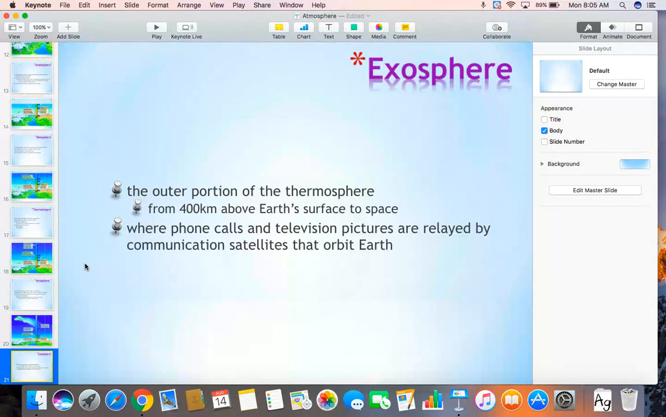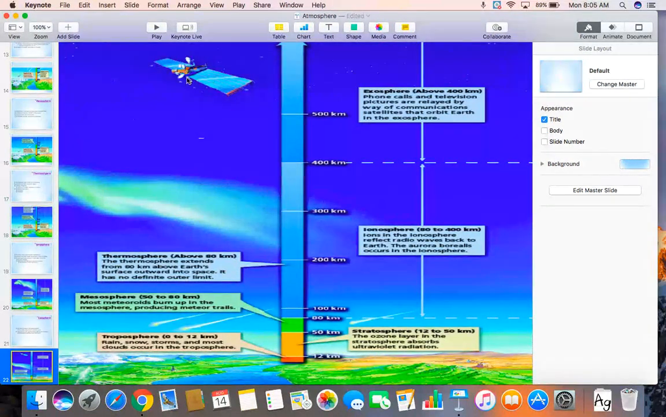And the exosphere, this is the outer portion. This is from the top of the ionosphere into infinite outer space. This is where your phone calls and television pictures are relayed by communication satellites that orbit Earth. Now, this is important because all of us like to use our cell phones. All of us like to watch TV, right? So this is where that information is relayed because of the satellites that orbit here.